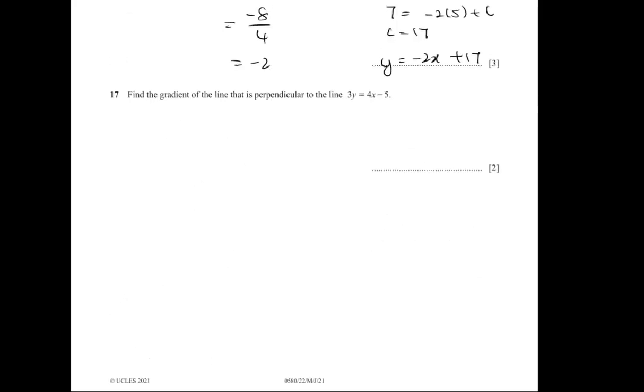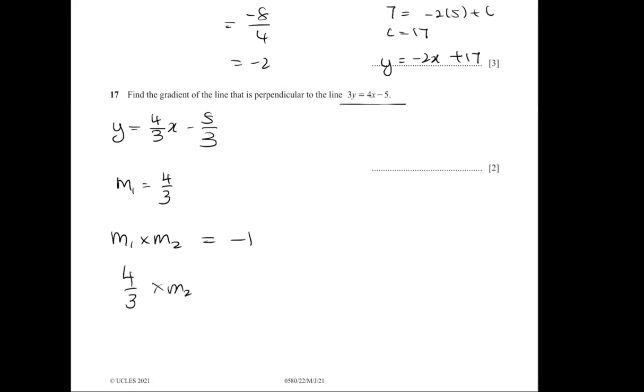Find the gradient of a line that is perpendicular to this. So first rearrange the equation. y is equal to 4 over 3x minus 5 over 3, because both sides are divided by 3. I don't want to put one big fraction here, or else I get confused with my gradient. So now my gradient 1 is 4 over 3. So m1 times m2 is equal to -1. 4 over 3 times m2 is equal to -1. m2 is equal to -3 over 4.